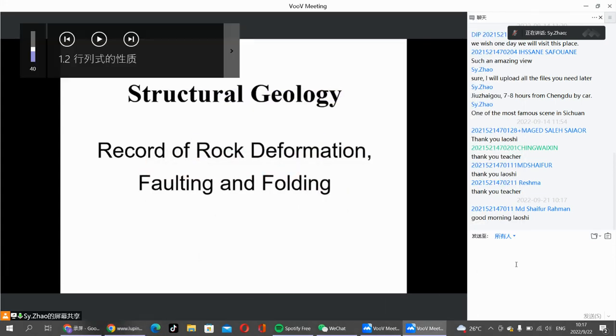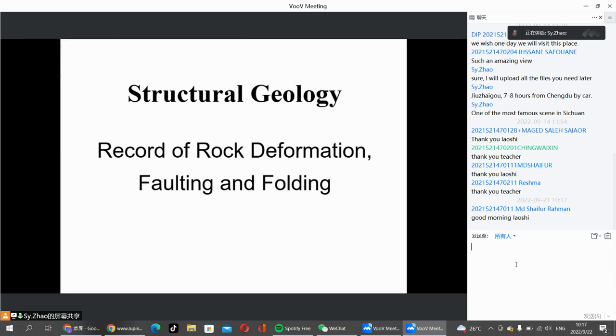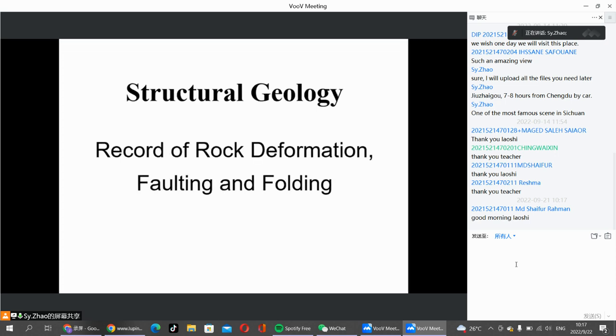And so today, let's move to structural geology, which is very important for this discipline, engineering geology, because the relevant knowledge in this lesson greatly influences the stability assessment or risk assessment of rock slopes, rock tunnels and some other constructions.